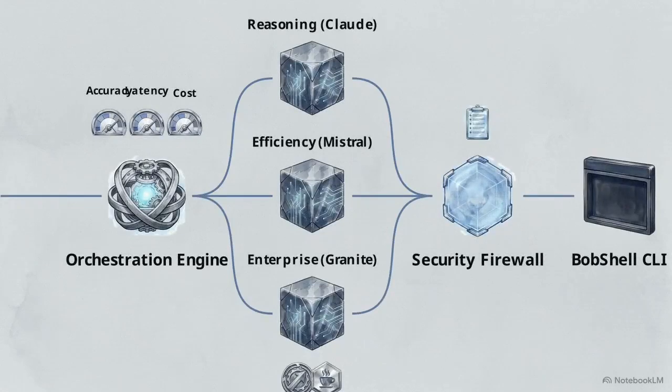Looking at this complete architectural map, we can track a developer task from the initial prompt through the orchestration engine router to the specialized models, past the IDE security firewall, and finally into the BobShell CLI logging terminal. Routing tasks based on exact cost, latency, and accuracy metrics solves the initial trilemma. Teams achieve high-speed parallel execution without relying on a monolithic bottleneck.